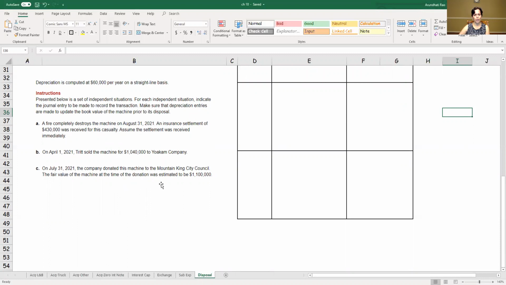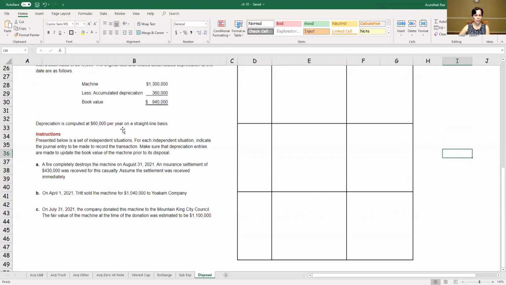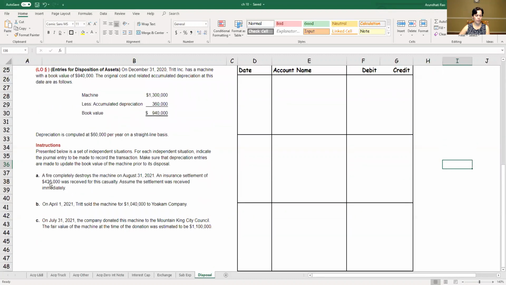So we'll do 3 separate journal entries, and they've told us to make sure that depreciation entries are made to update the book value of the machine prior to its disposal, which means we have to do a journal entry before we dispose of the asset. So let's see what we have over here.